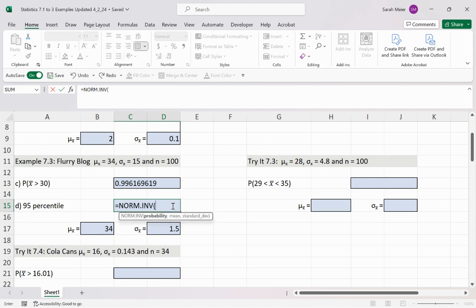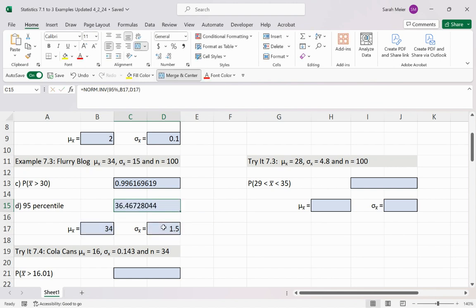The probability, on the slide I did 0.95. Remember, you can also do 95%. And then I'm going to use the cell references here. And we're going to see that 95% of sample mean ages are at or below 36.5.